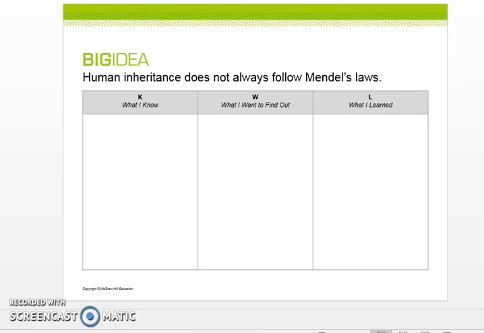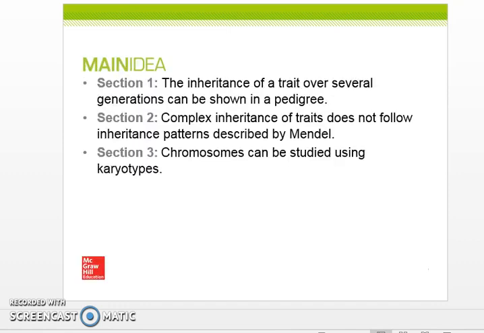The big idea for the chapter: human inheritance does not always follow Mendel's laws. The main ideas of each section. Section 1, the inheritance of a trait over several generations can be shown in a pedigree. Section 2, complex inheritance of traits does not follow inheritance patterns described by Mendel. And Section 3, chromosomes can be studied using different chromotypes or using karyotypes.